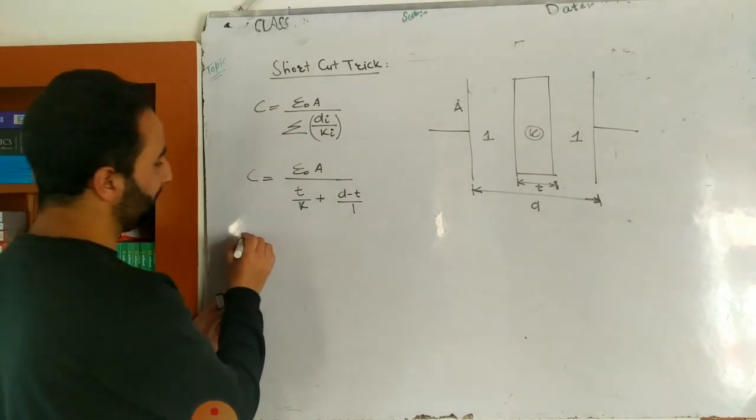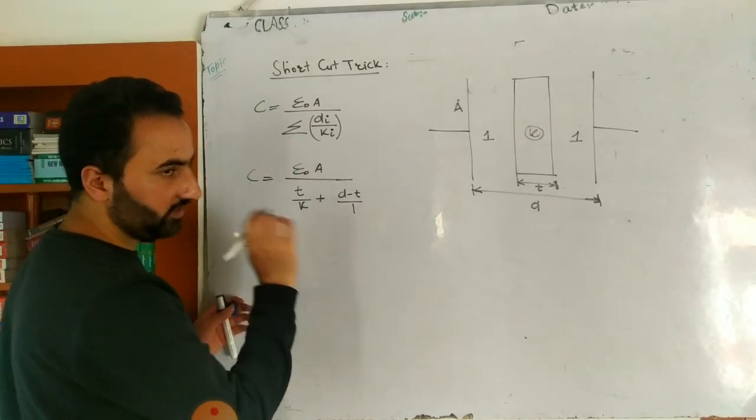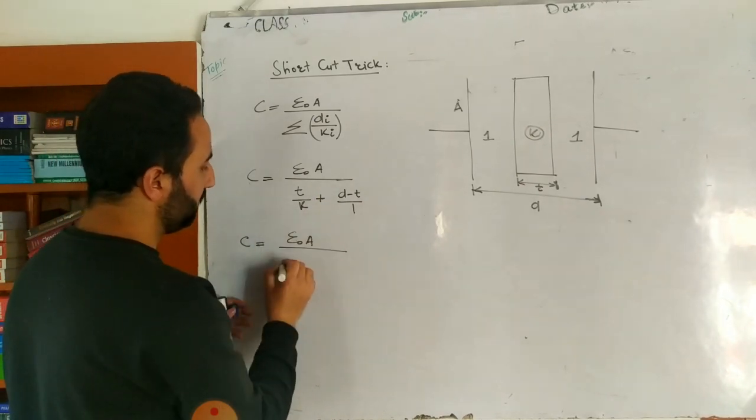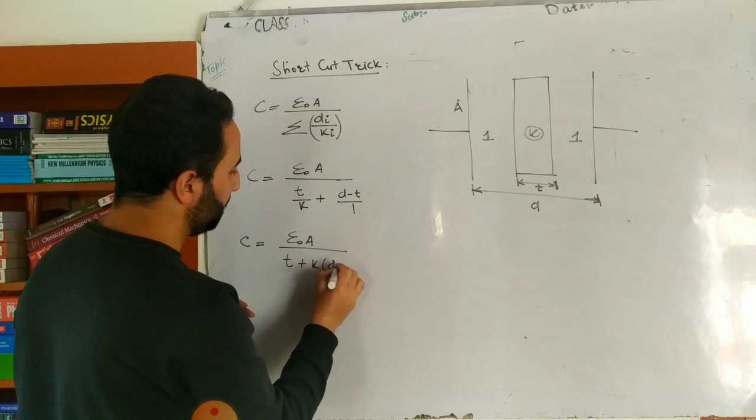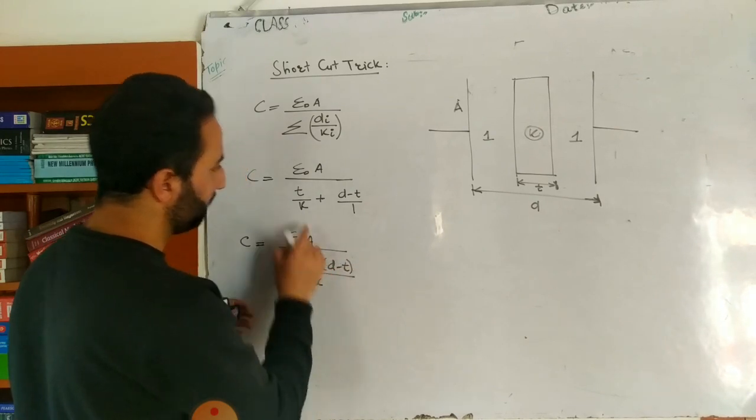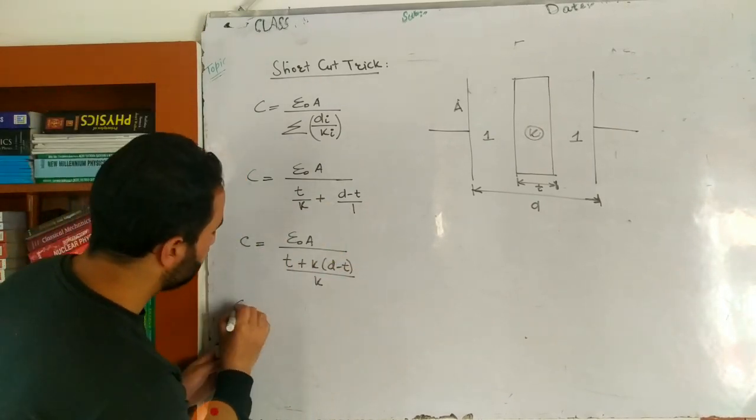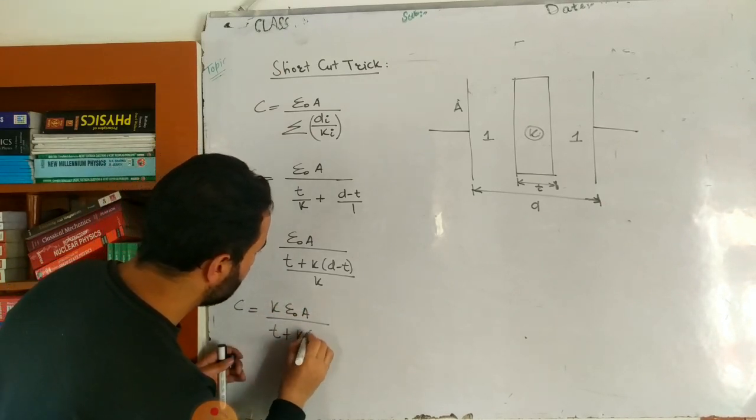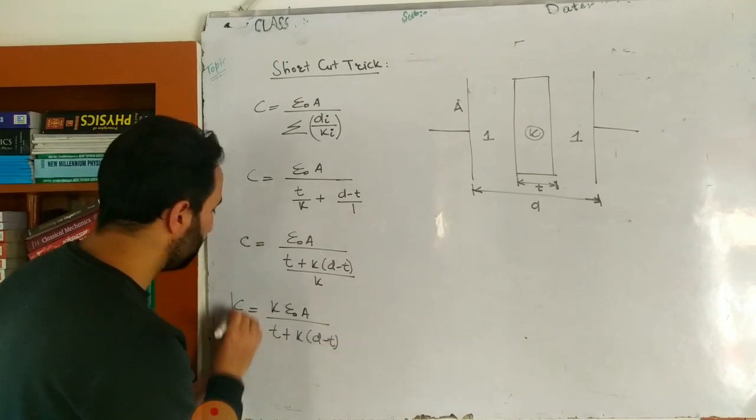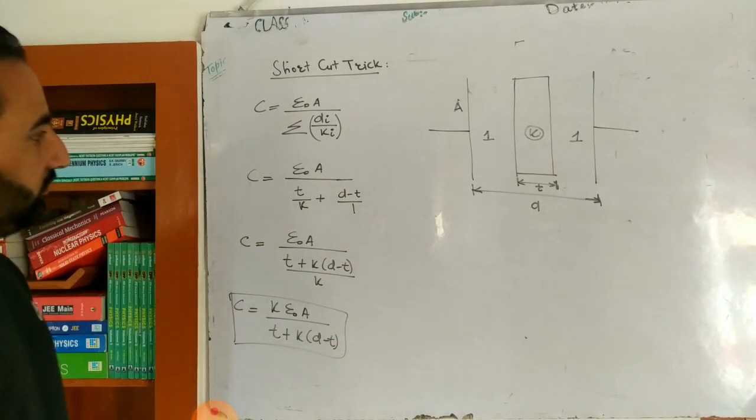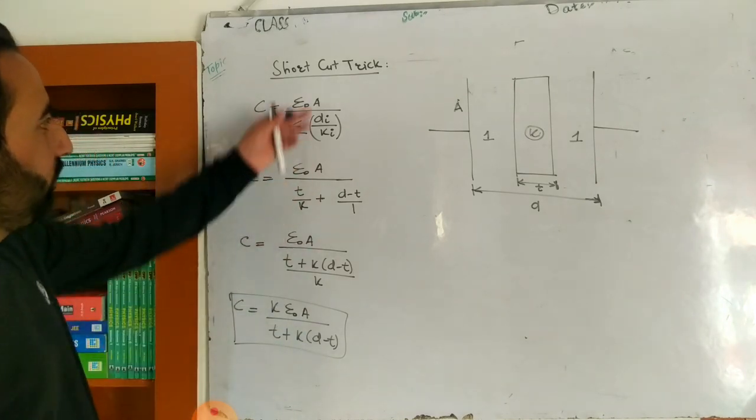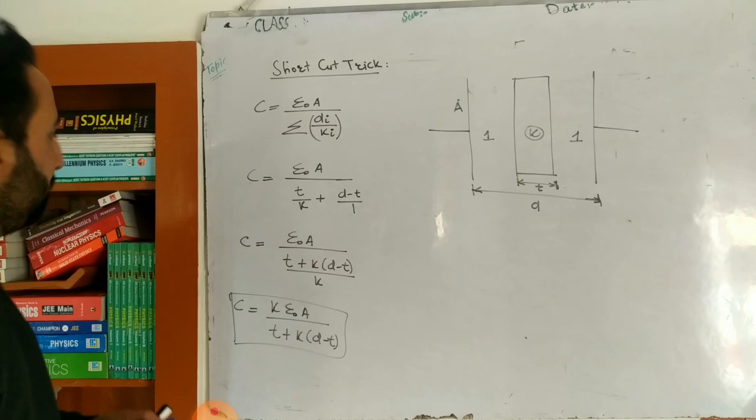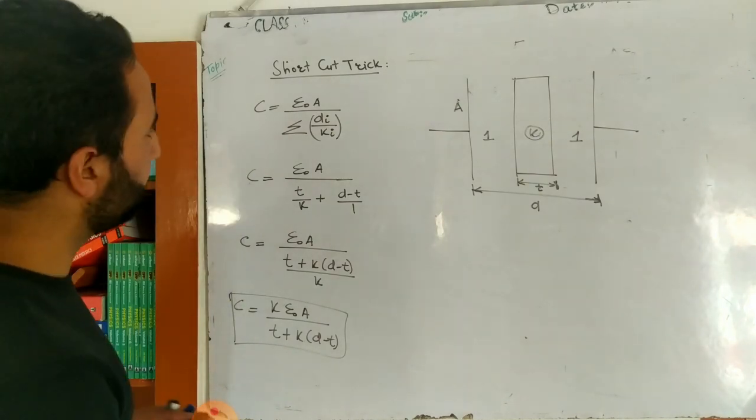Or you can then write it like this as well. C is equal to, this is the answer. You can modify it like this. Epsilon 0 A divided by (t plus K multiplied by (d minus t)) whole divided by K, cross multiplication. And C is equal to K epsilon 0 A divided by (t plus K into (d minus t)). You can write it like this. Okay, beta, this is a shortcut trick. Epsilon 0 A divided by summation of di divided by Ki. Later on we'll use this trick in the series combination of dielectrics as well. Okay, later on.